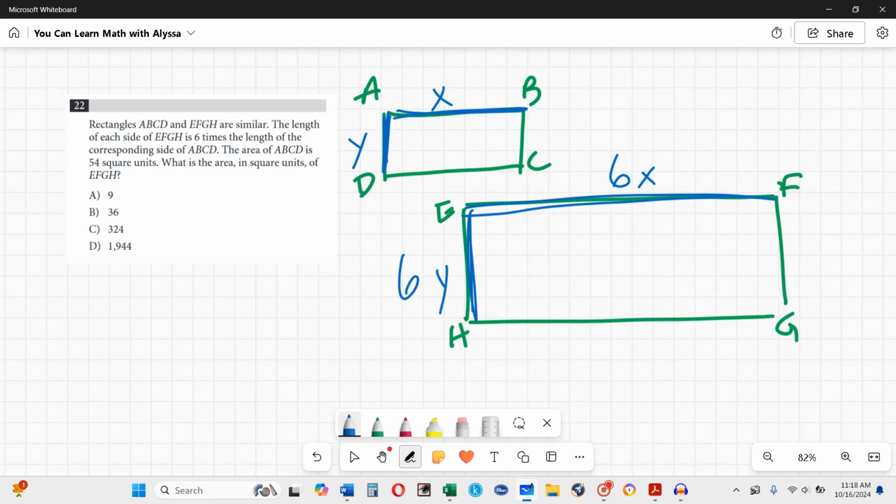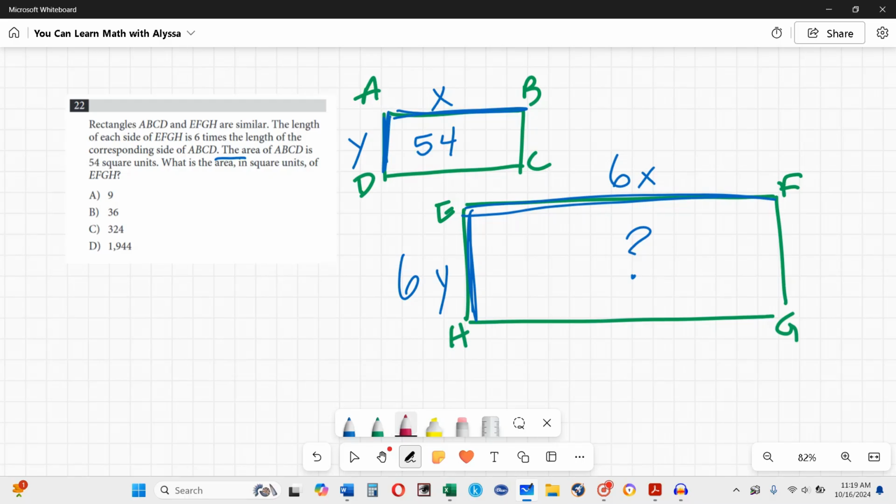All right, next part of our problem says the area of ABCD is 54 square units. What is the area in square units of EFGH? Okay, is there any way to know the length up here of AB and AD, what that X and Y is? Is there any way of knowing? No, there is not. There's no way. One side could be 54, the other could be 1, could be 9, could be 6, could be 18 times 3.